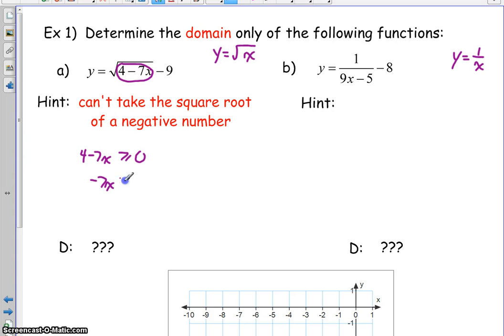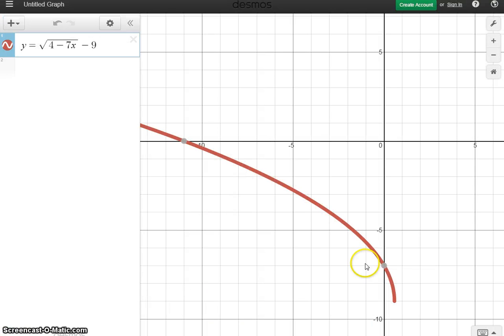So we end up with negative 7x is greater than or equal to negative 4 when we subtract 4 from both sides. And then we divide everything by negative 7. And remember, in an inequality, when you divide or multiply by a negative number, the direction of the inequality changes. So for our domain, x is less than or equal to positive 4 over 7. And you can see on Desmos how that will be the case. You have about 4 over 7 down here for an x value, and it's anything to the left of that.